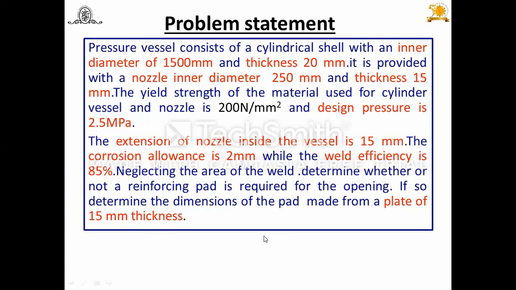Look at this. Now, pressure vessel, design an opening. The pressure vessel consists of a cylindrical shell, with the inner diameter of the cylindrical shell given. The thickness of the cylindrical shell is given. It is provided with a nozzle of inner diameter 250 and thickness 15 mm. Try to understand. The yield strength of the material used for cylinder and nozzle is the same. SYT is given.